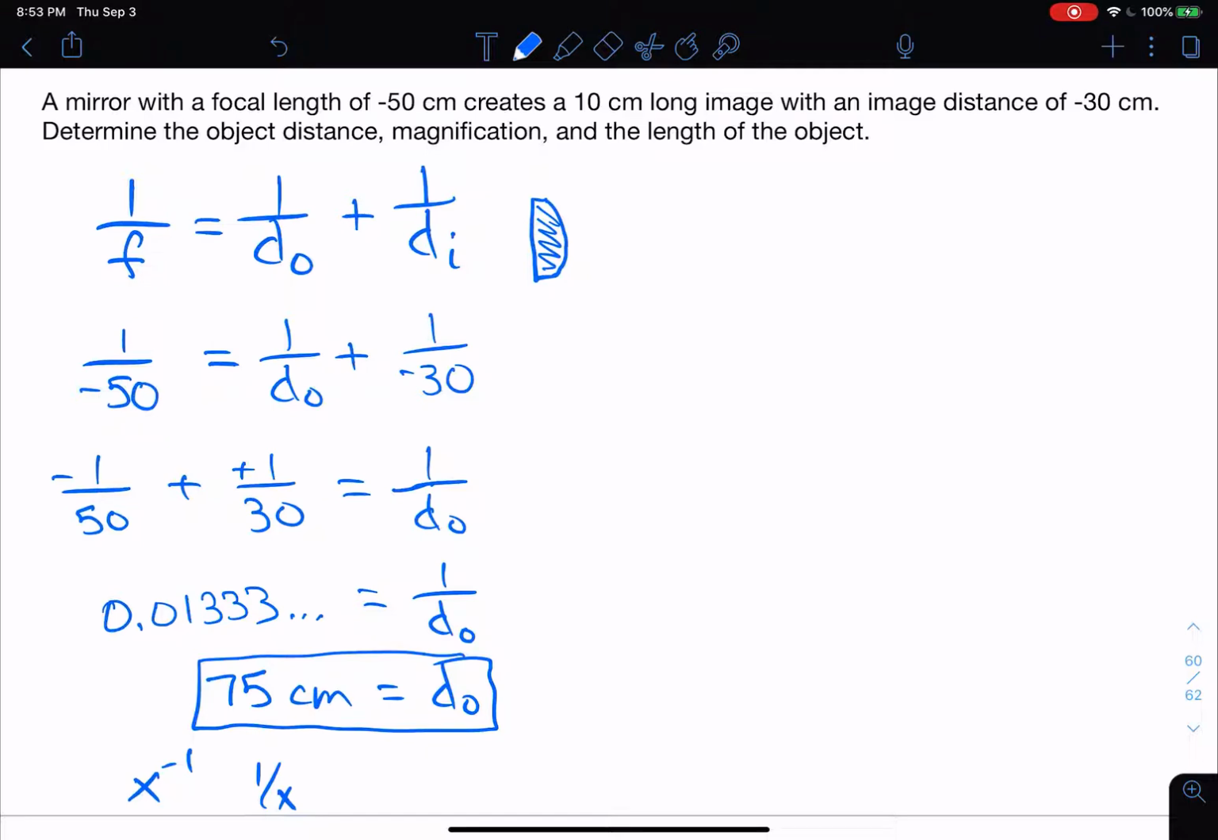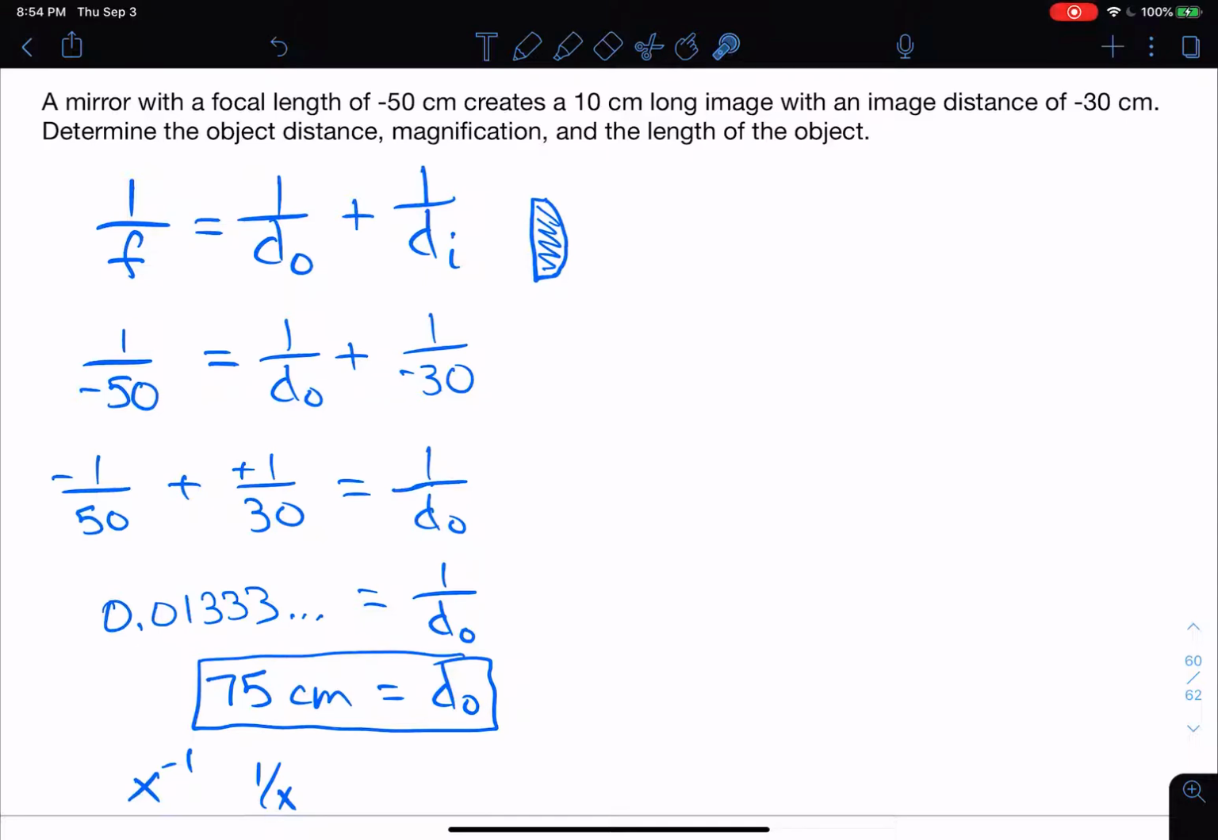Now, a couple things. Notice that the image distance was negative. That's not a surprise. That tells me it's a virtual image. And the reason it's not a surprise is because diverging optics can only make virtual images. But my object distance came out positive. Also not a surprise. We're dealing with a single optic device. We only have a mirror. And in those cases, the object distance is always positive. So if the object distance had come out negative, that would tell you that you'd made a mistake.